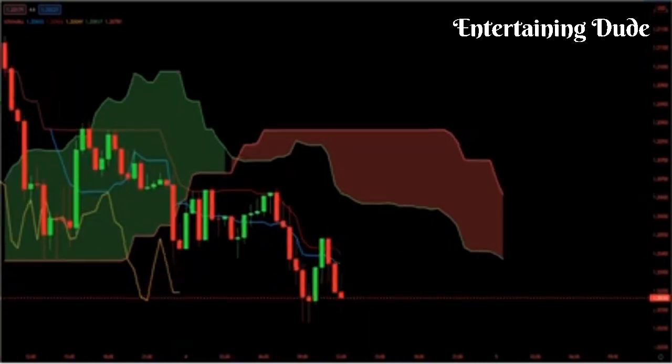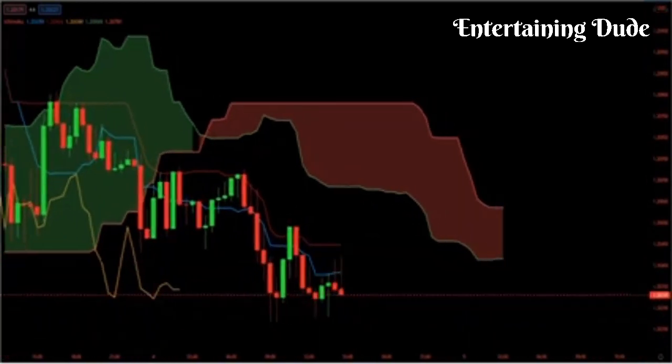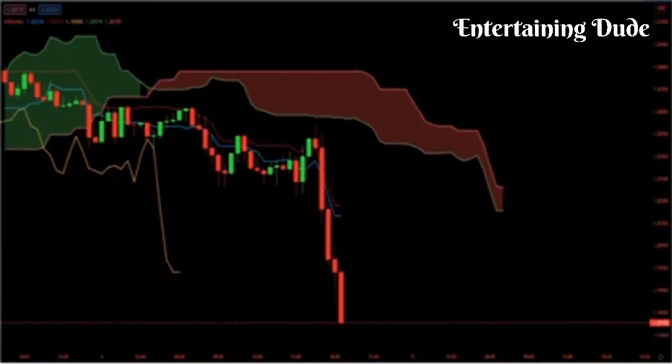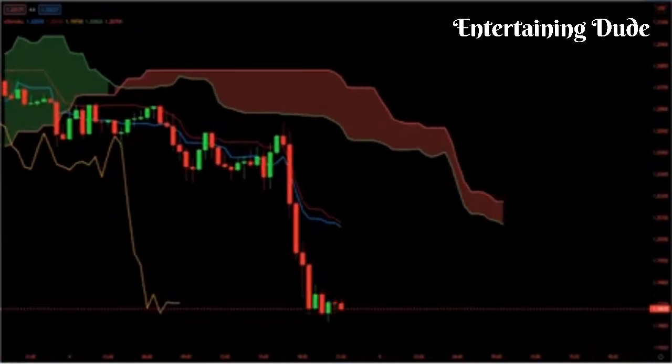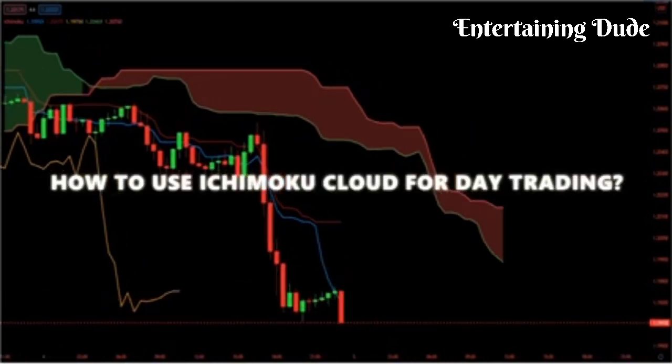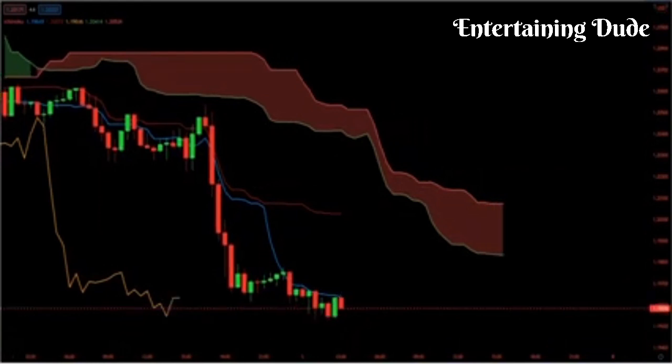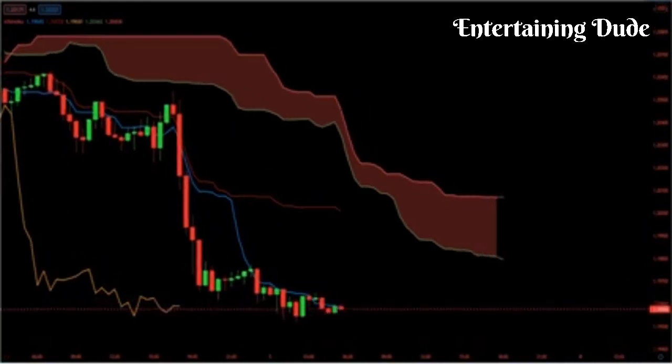Ichimoku Cloud trading requires a lot of self-discipline. This is because you have to wait for the best trade signals. We're going to use the default settings of the Ichimoku Cloud system. How to use Ichimoku Cloud for day trading. The best Ichimoku Cloud day trading technique is the edge-to-edge cloud setup.